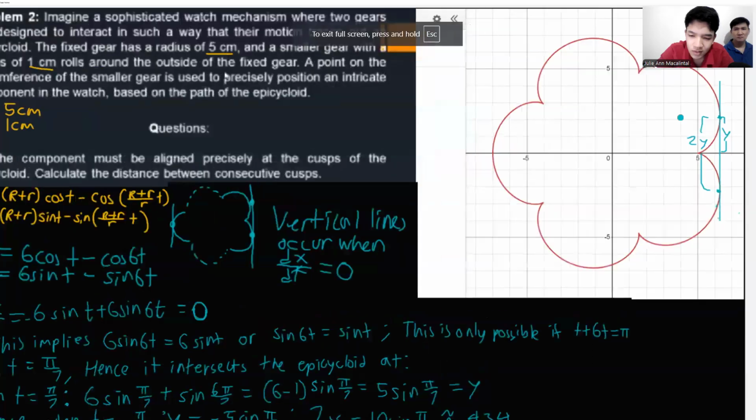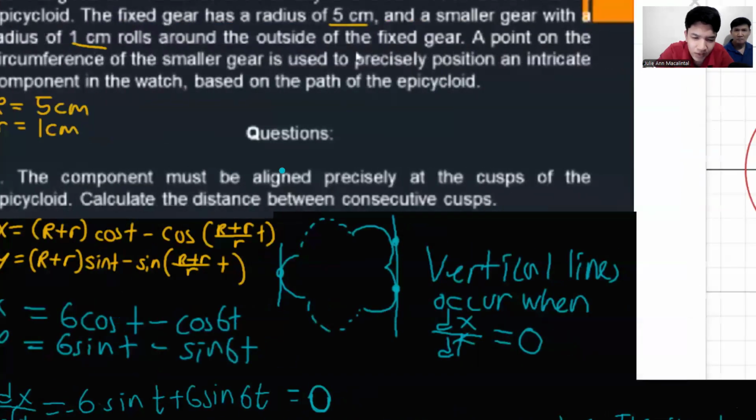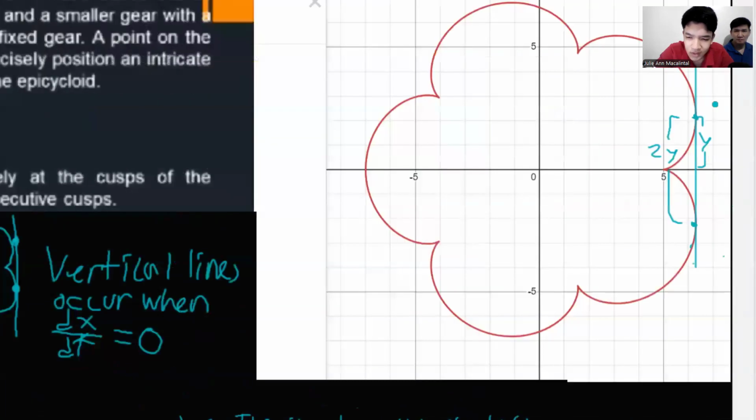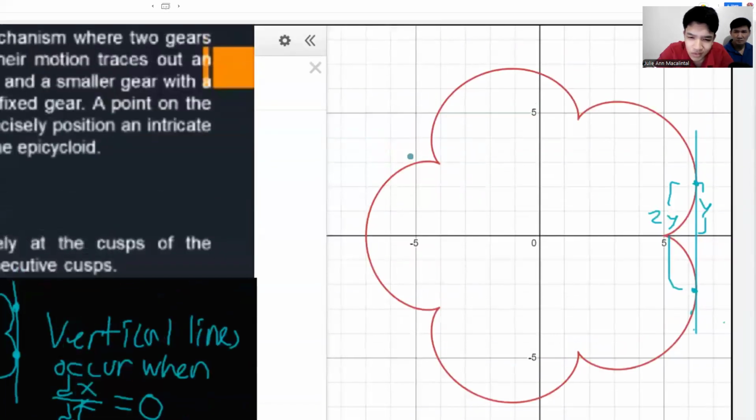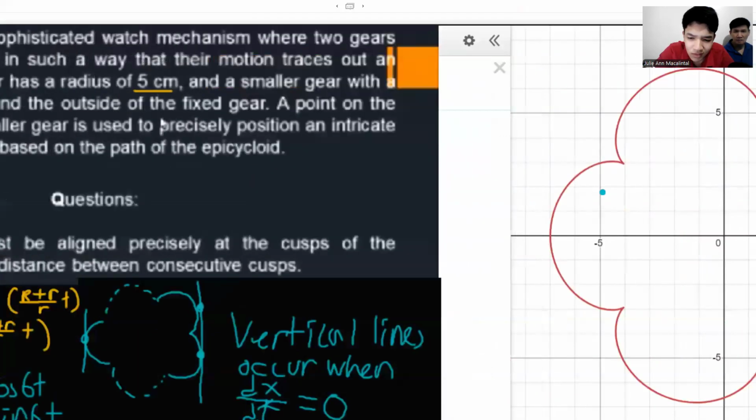Okay, for the first solution, we're going to assume, what's the problem? The distance between consecutive cusps is here on the outside. So this, or most conveniently, this one, which is parallel to one of the axes, the y-axis.